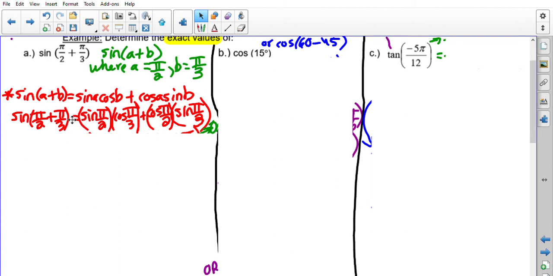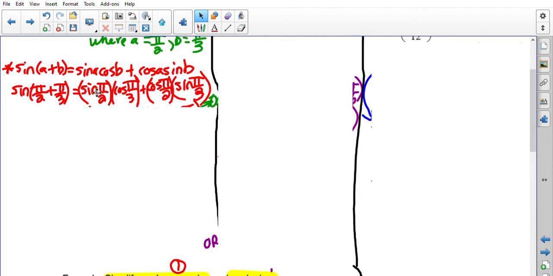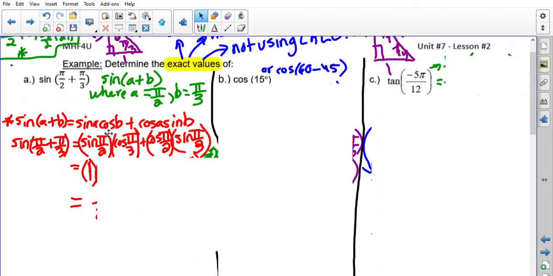So sine of pi over 2 plus pi over 3 is equal to sine pi over 2 cos pi over 3 plus cos pi over 2 sine pi over 3. And now we're going to evaluate. Okay. So sine pi over 2, I want you to think of sine's graph there. So let's just do a little sketch here.